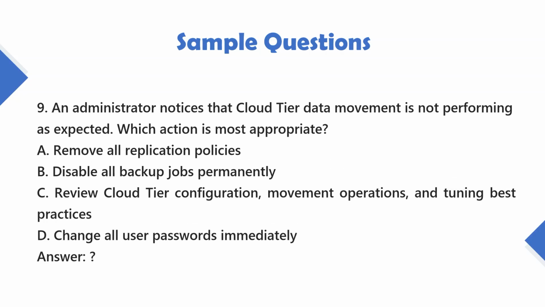9. An administrator notices that cloud tier data movement is not performing as expected. Which action is most appropriate? A. Remove all replication policies. B. Disable all backup jobs permanently. C. Review cloud tier configuration, movement operations, and tuning best practices. D. Change all user passwords immediately.